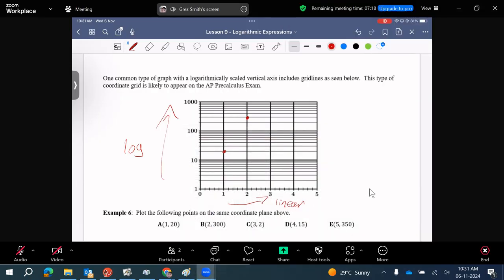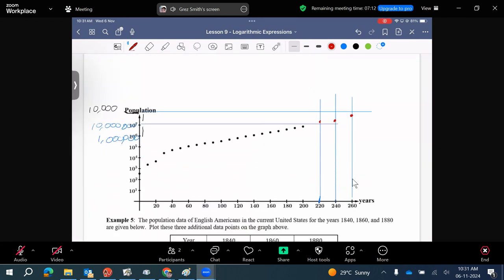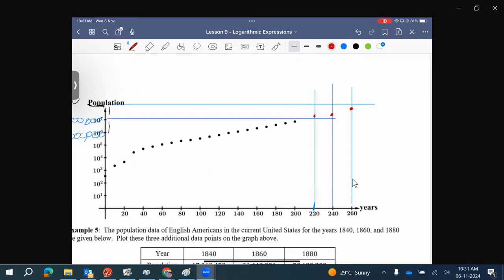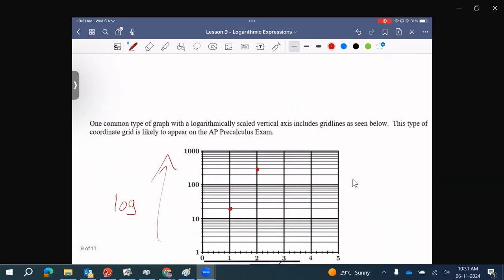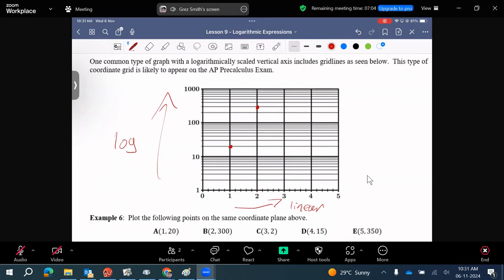Oops. Sorry about that. For the sake of the video, let me just go back and show you. I messed up there a little bit. There we go. Have a go at plotting the other three.